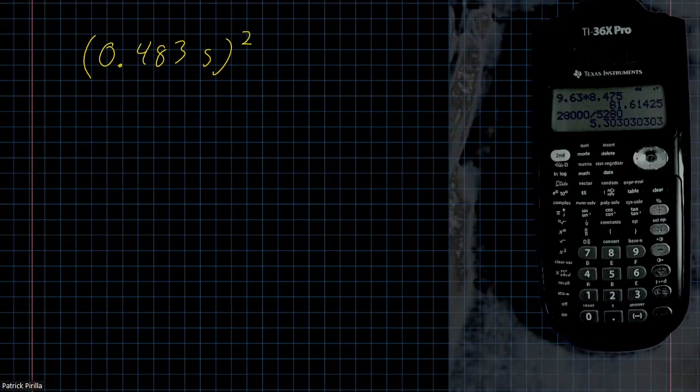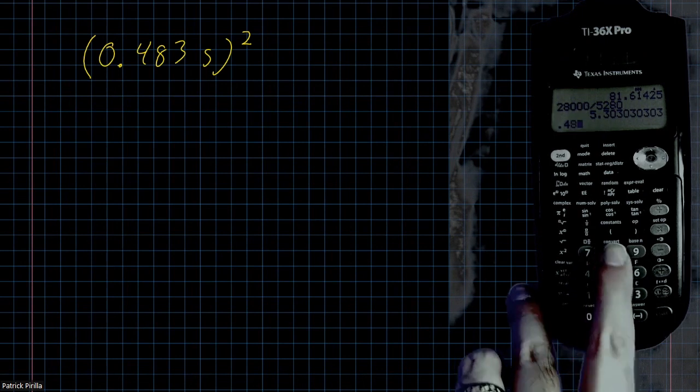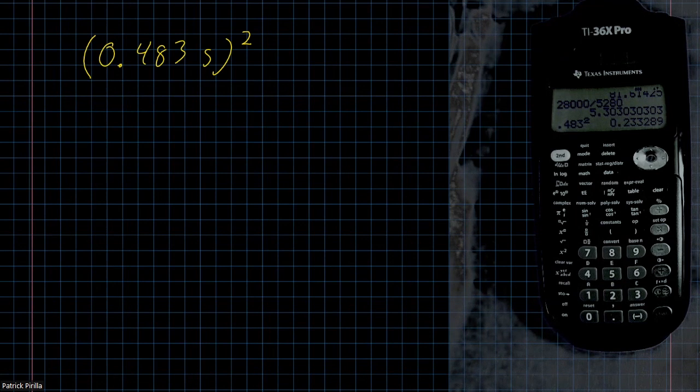My calculator will be happy to take 0.483 and square it and tell me that comes out at 0.233, etc. We're going to round that and call it 0.233 square seconds. What is a square second? I don't know or care.